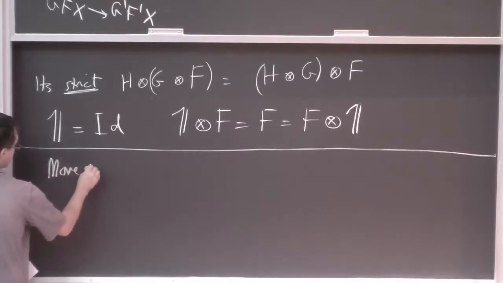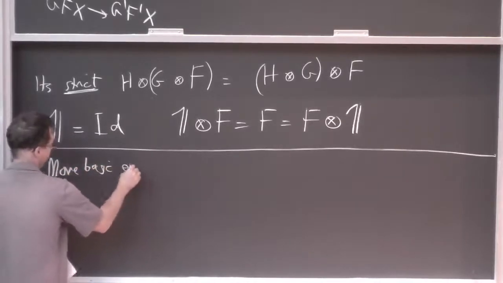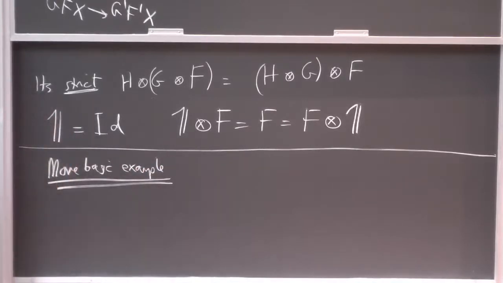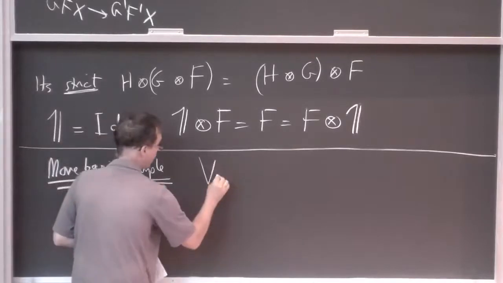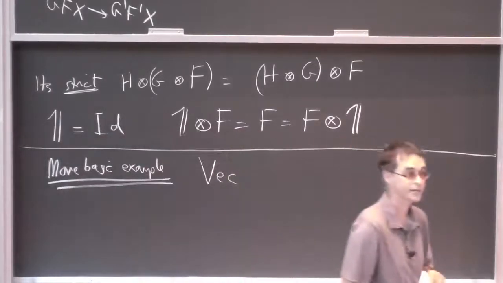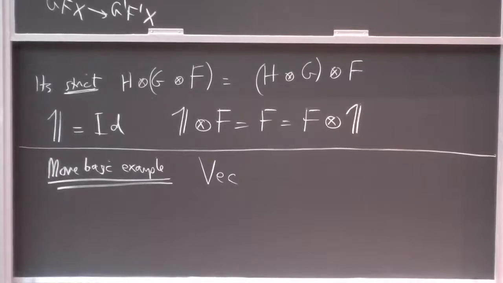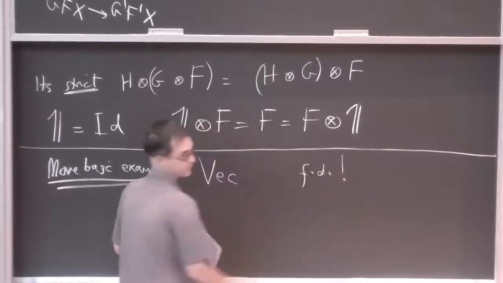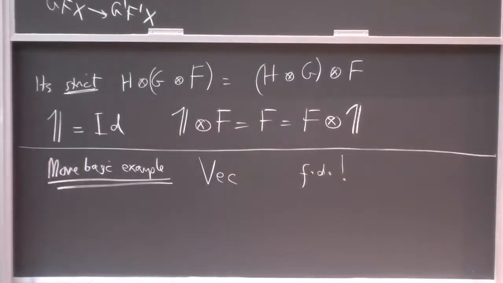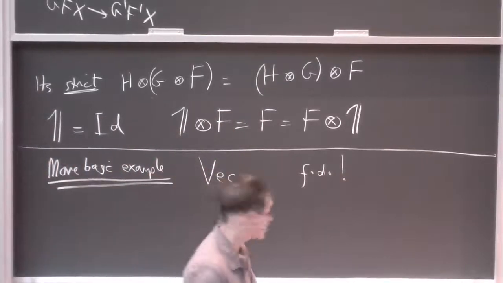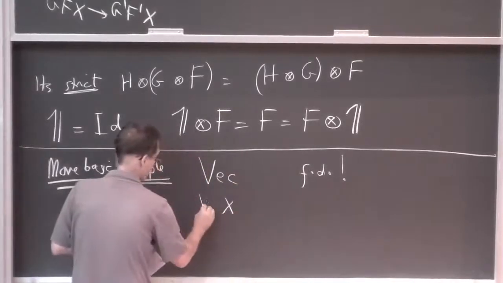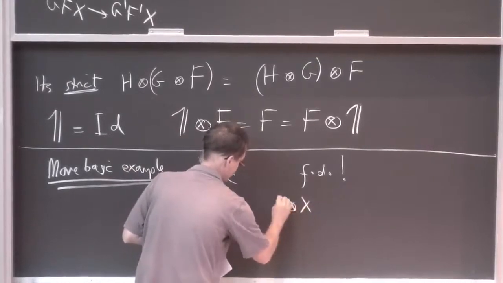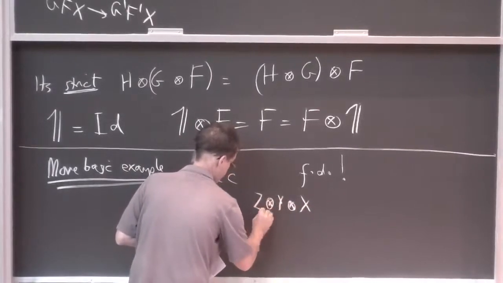Maybe we should talk about a more basic example, because I started with a sort of fancy example, this category of endofunctors. But of course, you all know the category of finite dimensional vector spaces. So I'll just write Vec. Vec means finite dimensional vector spaces. And you all know tensor product of vector spaces. If I have vector spaces X, Y, and Z, you can tensor them together. That's your tensor functor. You know how to tensor together linear maps as well.